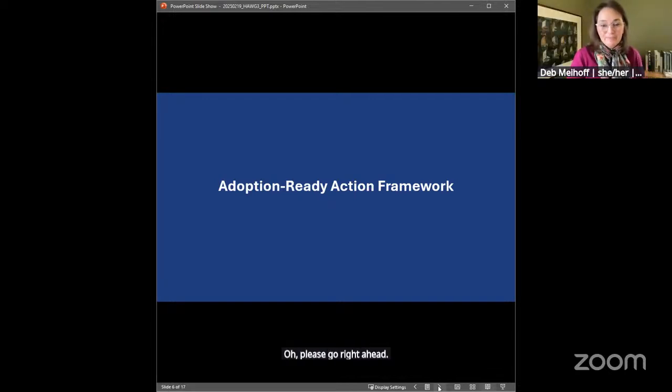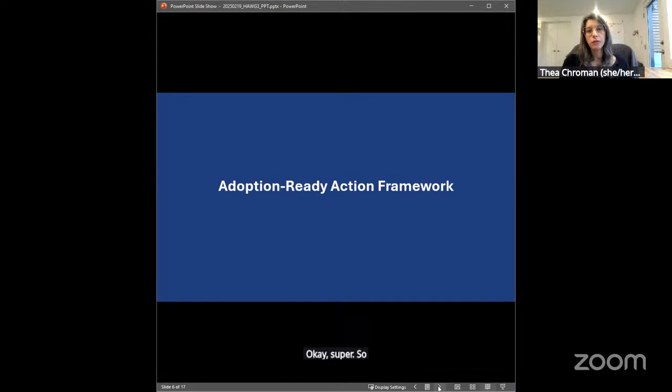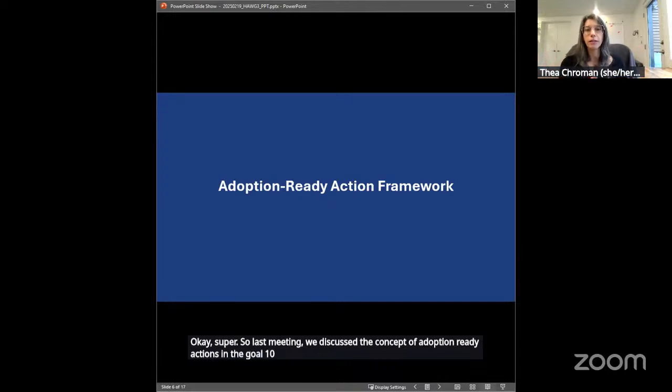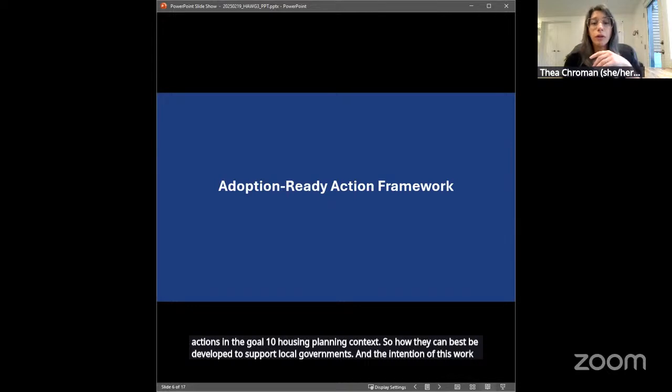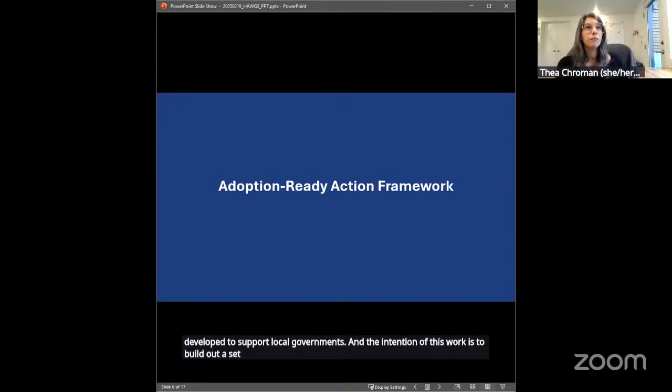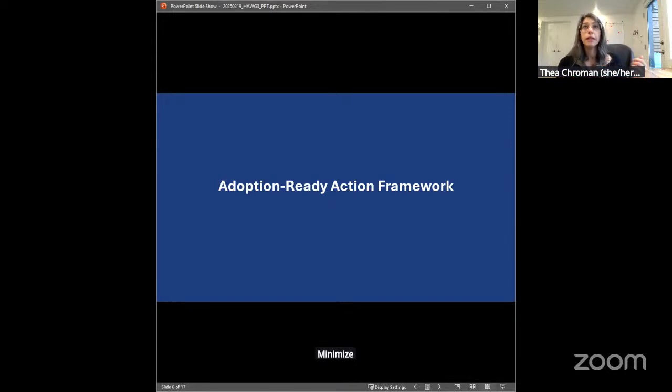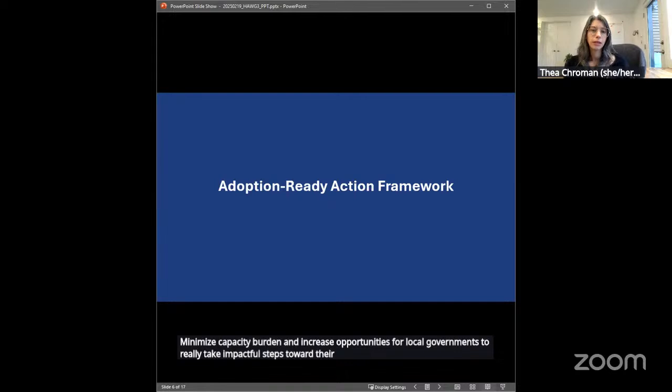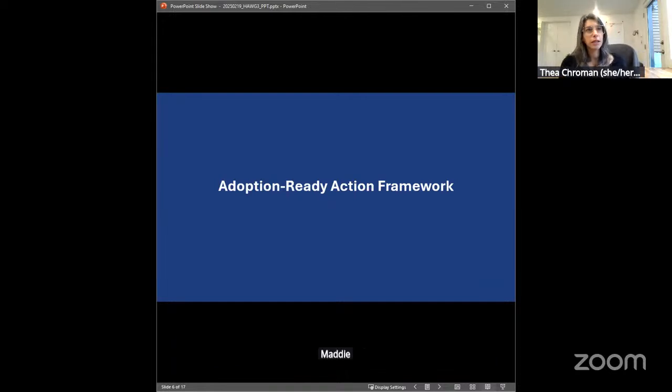Okay, super. So last meeting, we discussed the concept of adoption-ready actions in the Goal 10 housing planning context. So how they can best be developed to support local governments. And the intention of this work is to build out a set of actions that can minimize capacity burden, and increase opportunities for local governments to really take impactful steps toward their housing targets. Mari, you can go to the next slide.